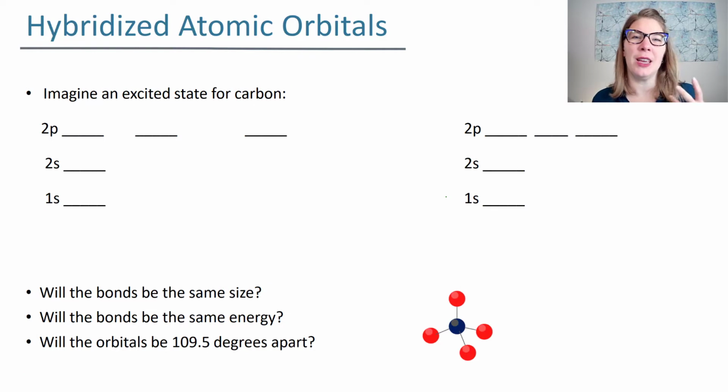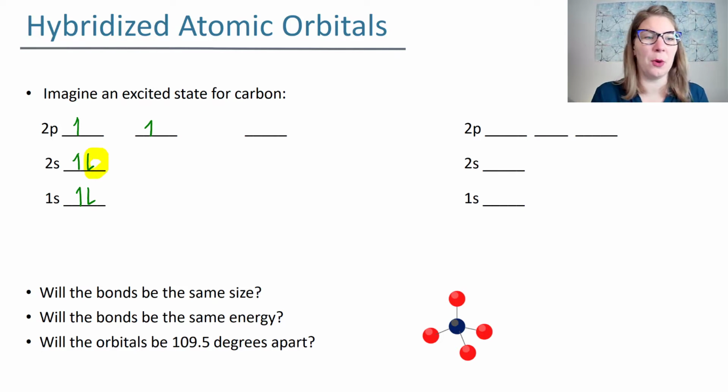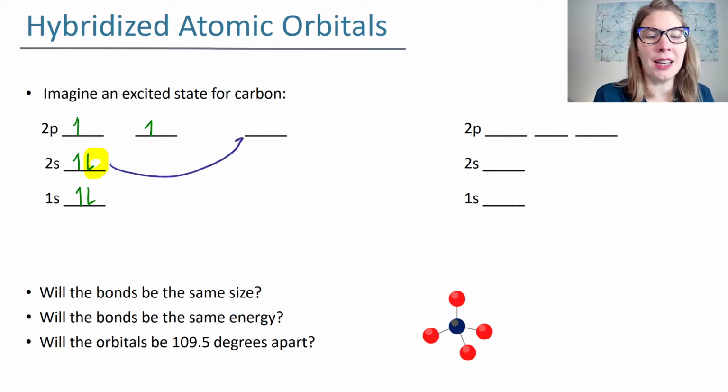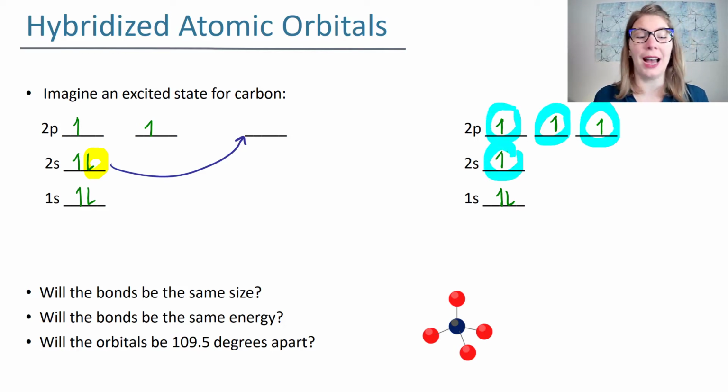Let's imagine that we gave carbon some energy, and when carbon has some energy, it creates an excited state. In its excited state, it takes one of the electrons, this one, and pops it up to a higher energy orbital. So now what we have is 4 half-filled orbitals. So now we have the opportunity to make 1, 2, 3, 4 bonds.